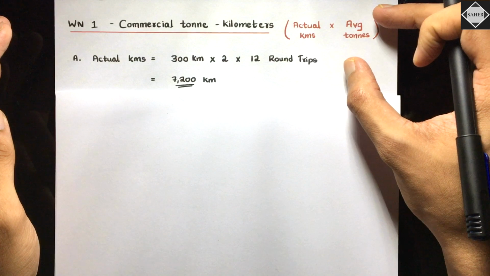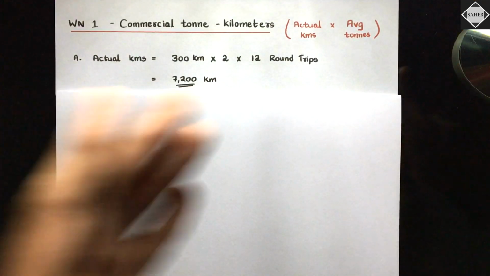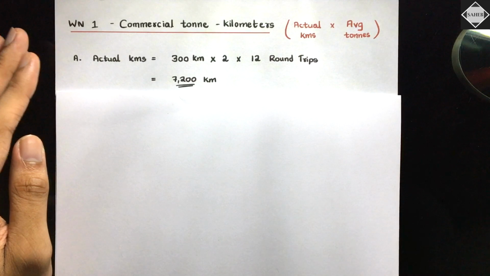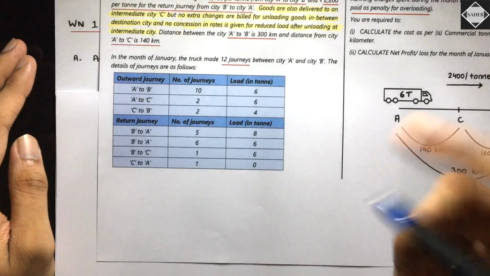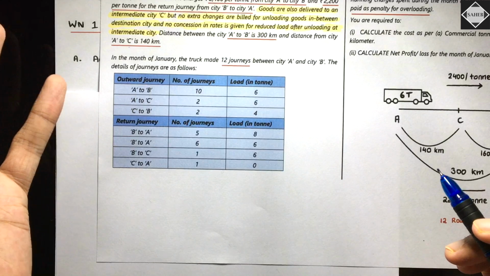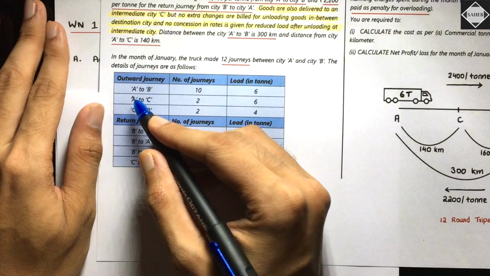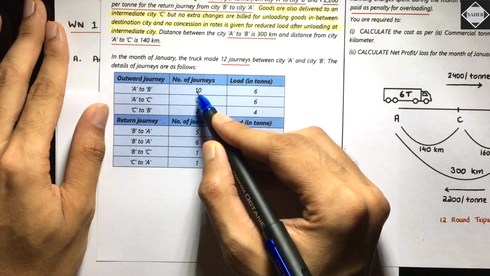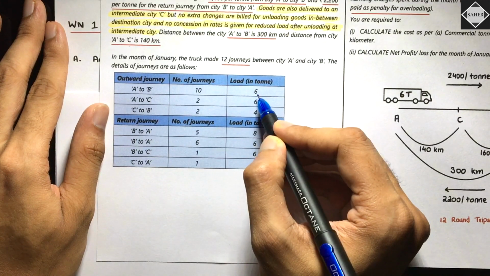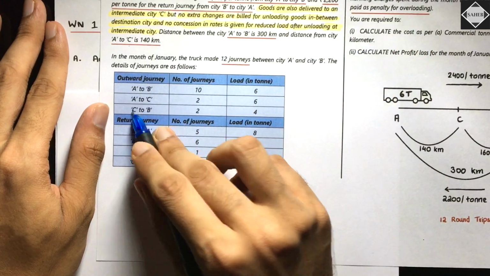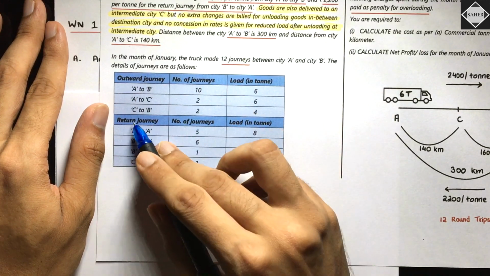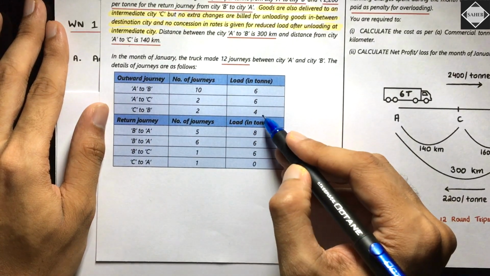Now after this, what you have to do, you have to take this 7,200 and multiply with average tons. But do we have average tons? No, we have to calculate that also. So it's really simple to calculate average tons. The detail of the journeys has been given to you, isn't it? So based on this only you will calculate the average. From A to B you have gone how many times? 10 times. 10 journeys have happened, carrying 6 tons in each journey. And then A to C, 2 journeys have happened, carrying 6 tons each. And then C to B, 2 journeys carrying 4 tons each.